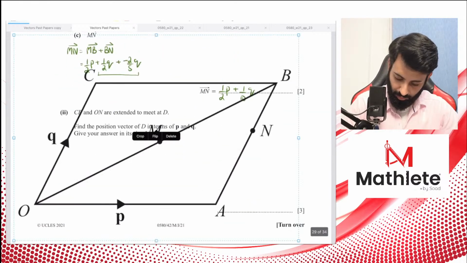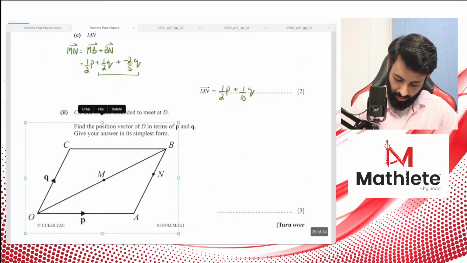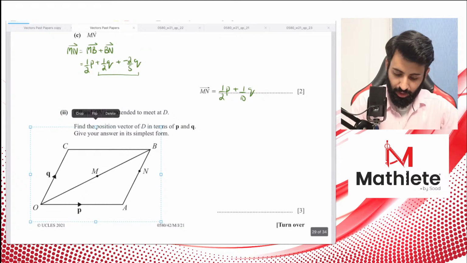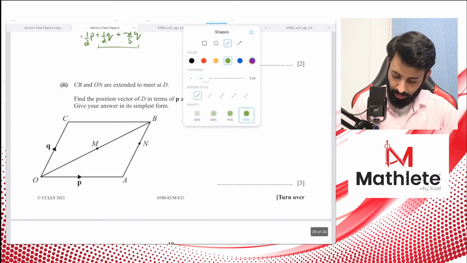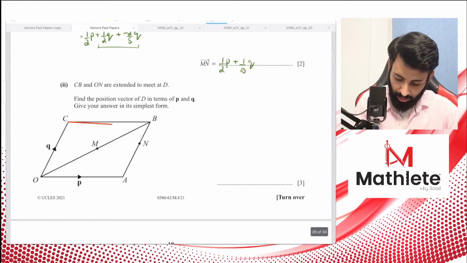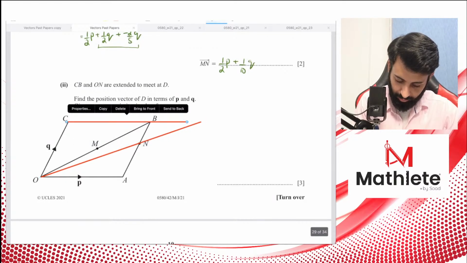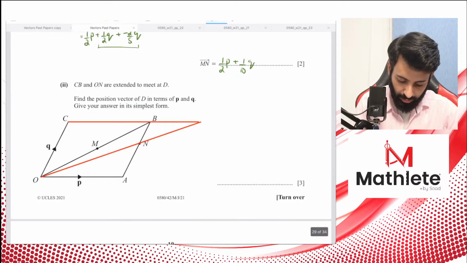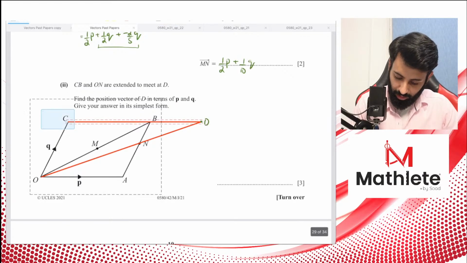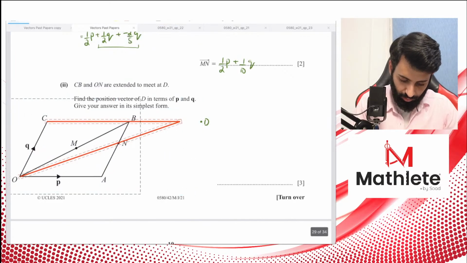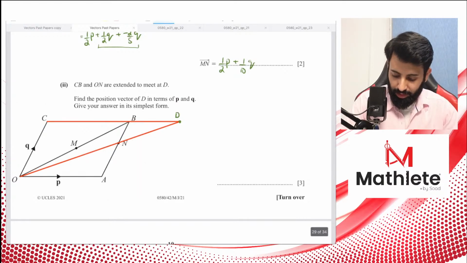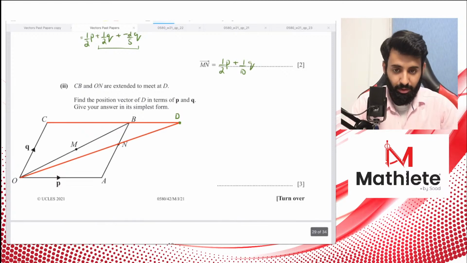Okay. So it says here CB and ON are extended to meet at D. So CB and ON are extended to meet at D. Now the point where they meet is, according to the question, point D. Okay, let's drag this to the left. All right. Then it says find the position vector of D in terms of P and Q. Give your answer in its simplest form.